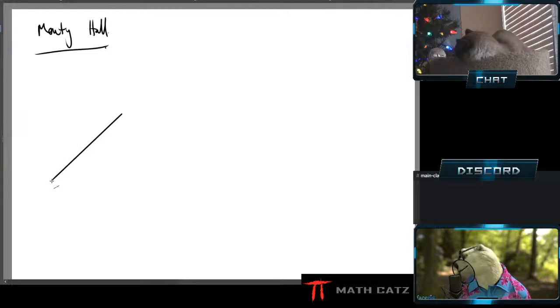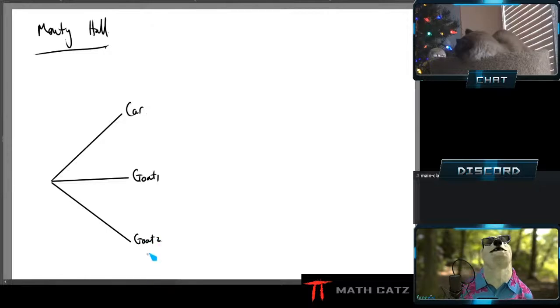I have three options really. I could have a car selected, door one, or I could have selected goat one or the other goat, let's call them goat two. So this is 1/3, it's random. I don't know what's behind the doors. I could randomly choose these. Then, regardless of which one I pick, I have the option to switch or not to switch.